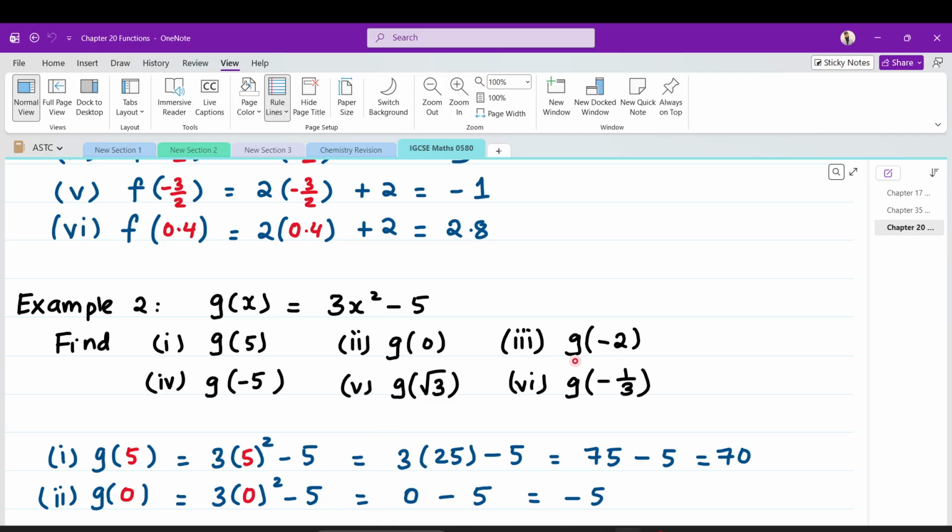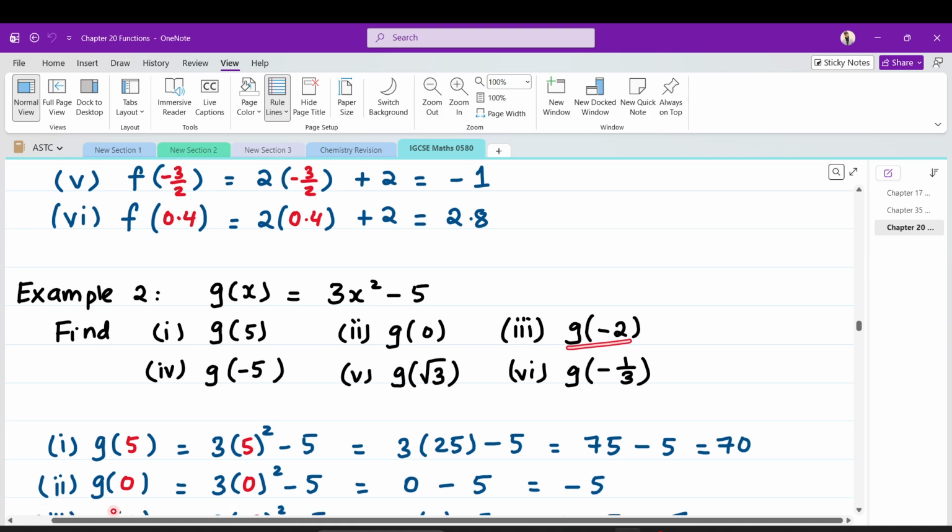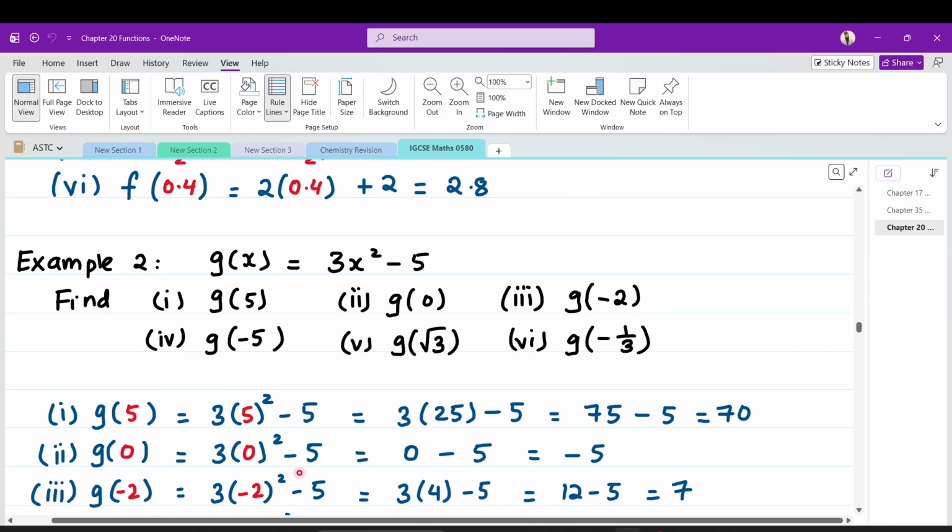Number 3, g of minus 2. So here you have to substitute minus 2. So 3 times minus 2 whole square minus 5. The square of minus 2 will be 4. Then 3 times 4 is 12, and 12 minus 5 is 7. That's the answer.